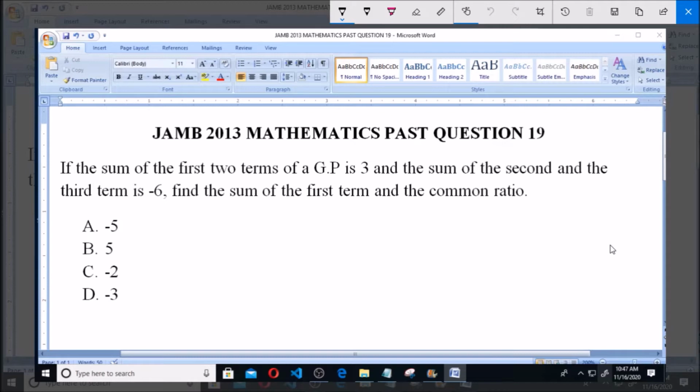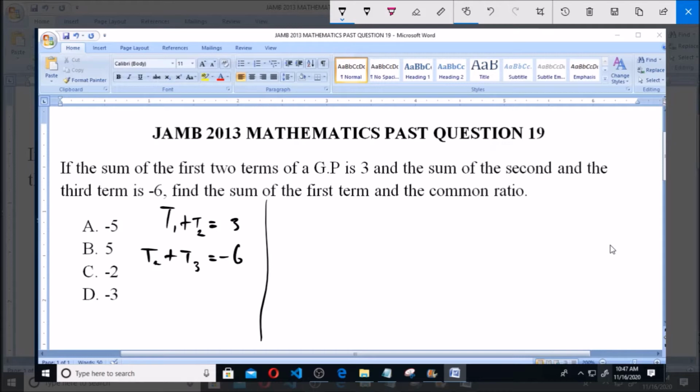If the sum of the first two terms of a GP is 3 and the sum of the second and the third term is minus 6, find the sum of the first term and the common ratio. Now, it is said that the sum of the first two terms, that's T1 plus T2, is equal to 3. Then T2 plus T3 is equal to minus 6. Now we are asked to find the sum of the first term and the common ratio.